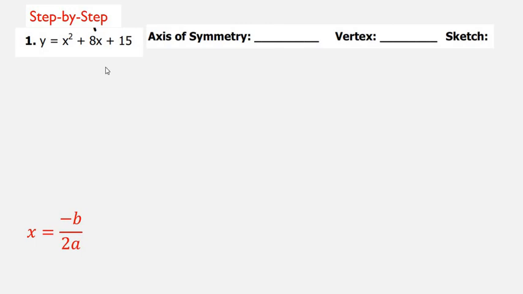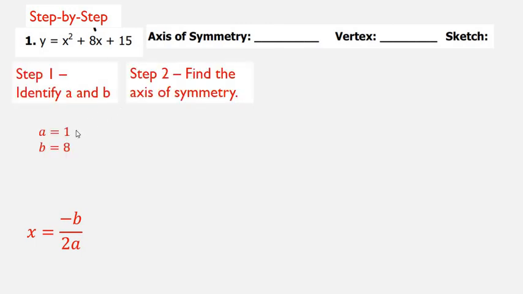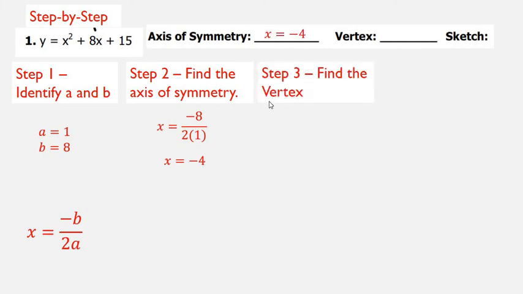So here are the steps again. First thing we're going to do is identify a and b. Once you identify your a and b, the second step is to find the axis of symmetry. You're going to use this formula, negative b over 2a. Once you have your axis of symmetry, which is x equals negative 4, then you're going to substitute the negative 4 back in place of the x.